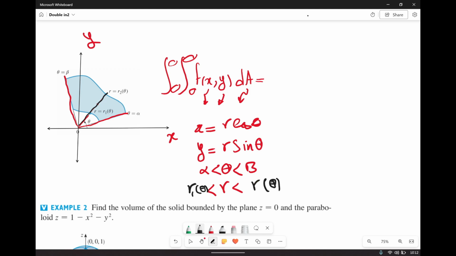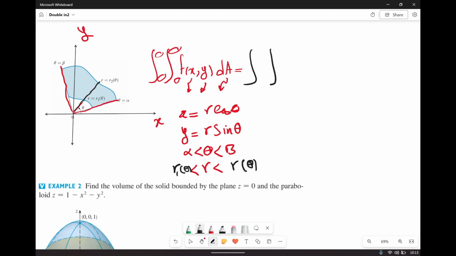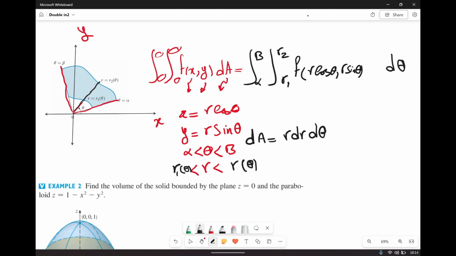Let's change this formula. With respect to theta, our bound is between alpha and beta. With respect to r, between r1 and r2, f of r cosine theta and r sine theta. But instead of dA, you must substitute r dr d theta, so we just add r dr.